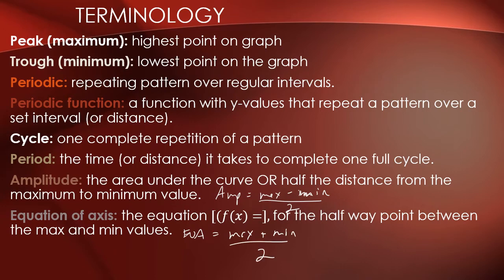So amplitude, max minus min divided by 2. Equation of axis, max plus min divided by 2. Amplitude, the distance under the curve. Equation of axis, the halfway point between the max and mins. And we're going to be doing these types of calculations basically for the majority of this unit.